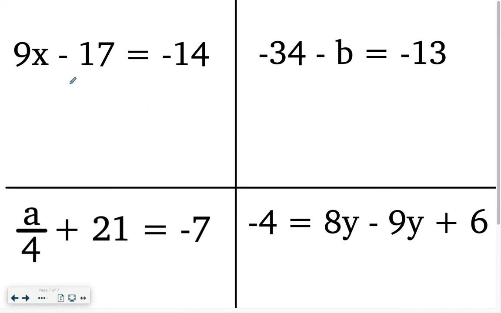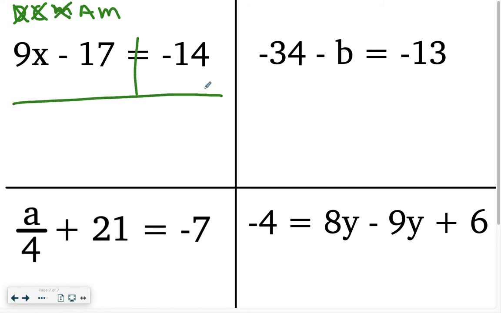All right, our last page. Again, don't call me after midnight. I have nothing to distribute. I have no like terms, no variable to move. So that means I am going to add or subtract. So here's my x. That means I need to move that 17 from both sides. So I have 9x equals 3.